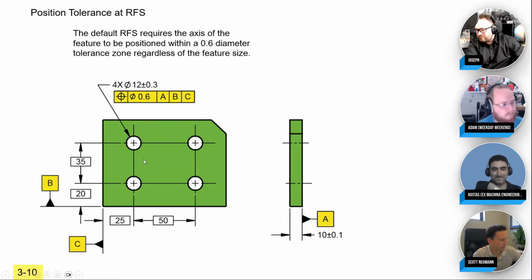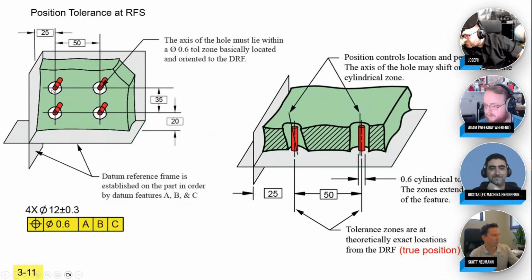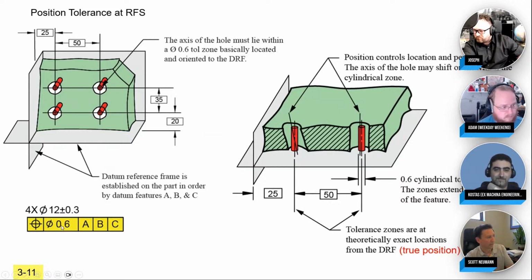Another reminder is that this is a 3D tolerance zone, and PowerPoint makes me draw a lot of circles here, but I have to remind people these are really cylinders that extend the length of the feature. So by definition, position tolerance is a 3D cylindrical tolerance zone. A diameter 0.6 extends all the way through.